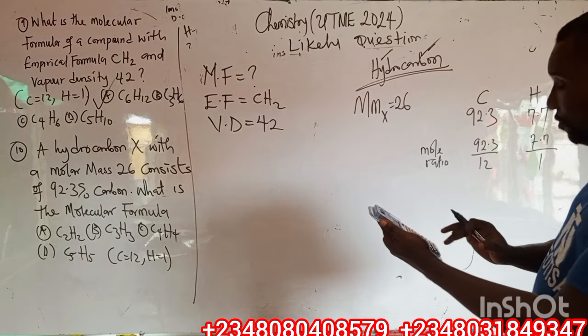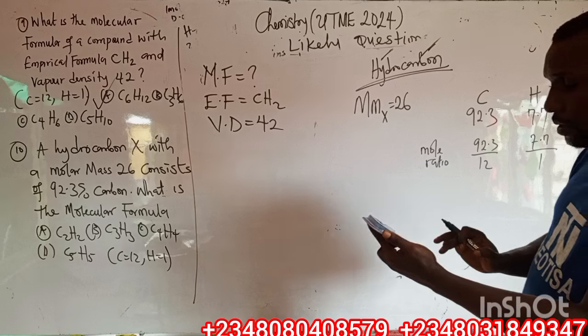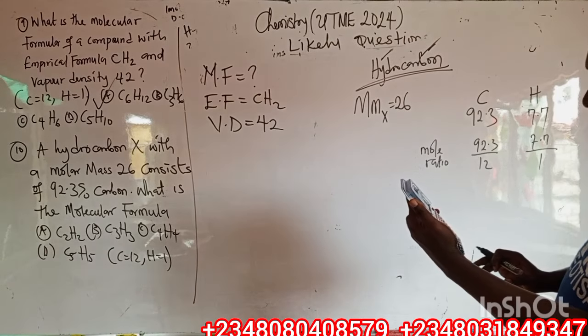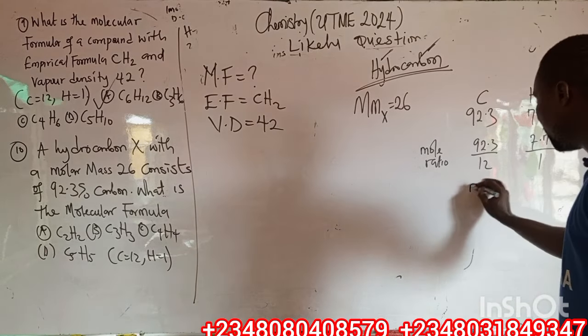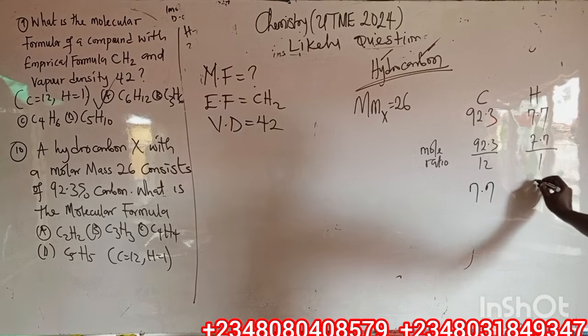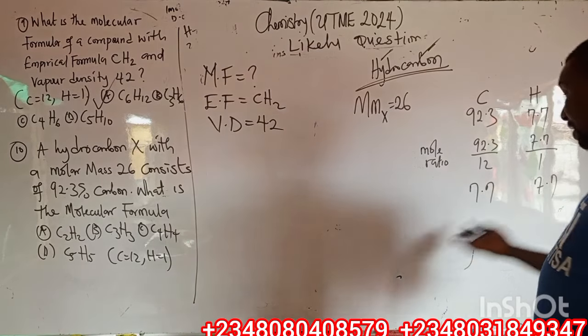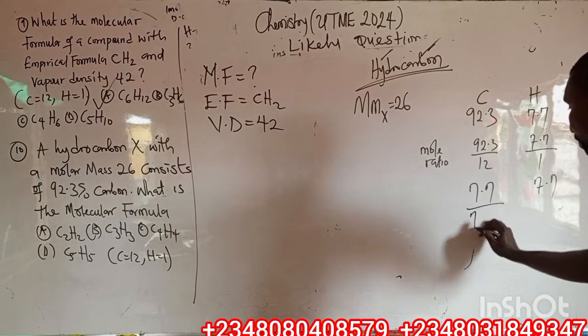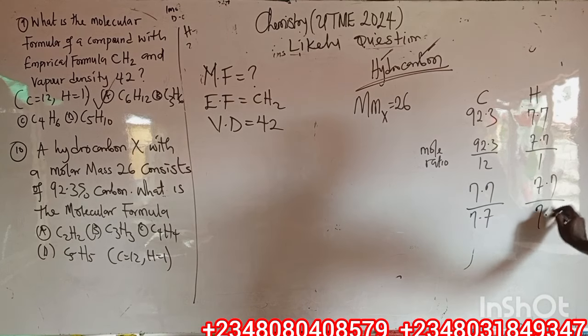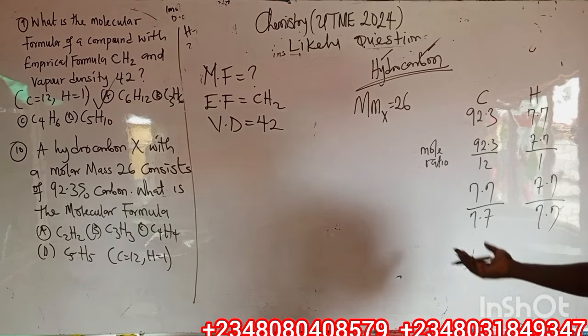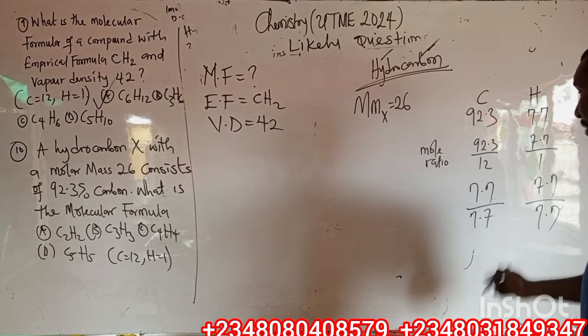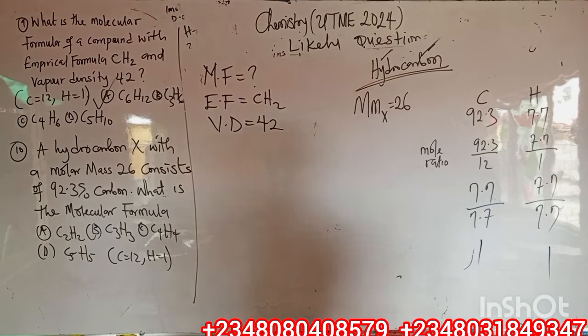92.3 divided by 12 gives 7.7. Then divide by the smallest, which is 7.7, and they are the same. That means the mole ratio is the same: this one will give you 1, and this one will give you 1.